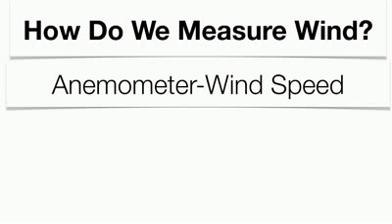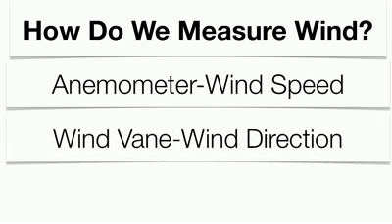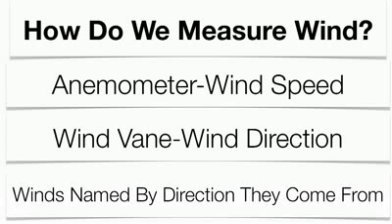Well, how do we actually measure wind? Well, there's actually two pieces of equipment that we're going to use. We're going to use an anemometer, that's going to measure wind speed, and a wind vane is going to give you direction. Now, the big thing about winds in terms of direction, winds are named from the direction in which they come from. So if you watch a forecast and you hear that the winds are a southeast wind, that means the winds are coming from the southeast. If it's a northwest wind, winds are coming from the northwest, and so on.